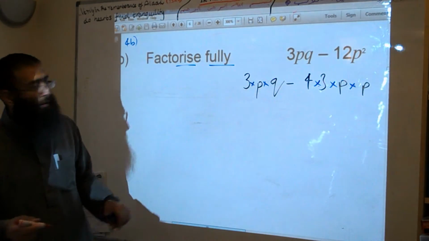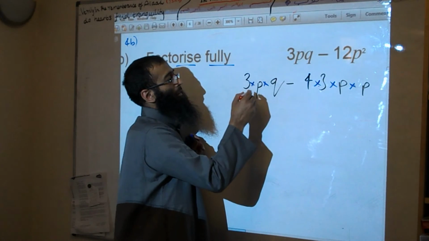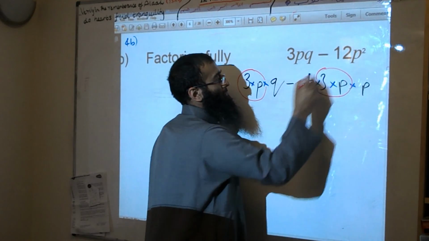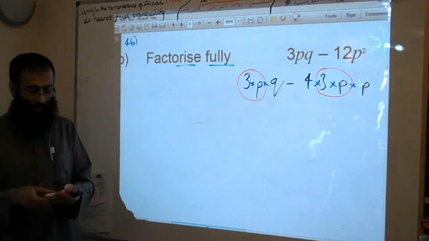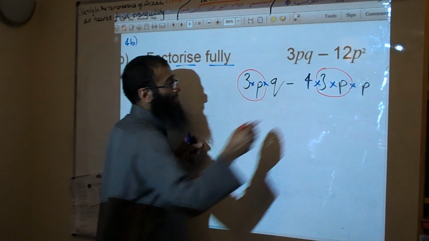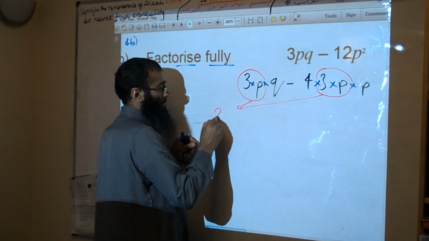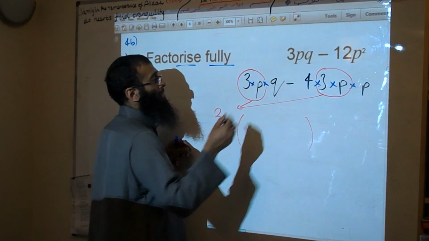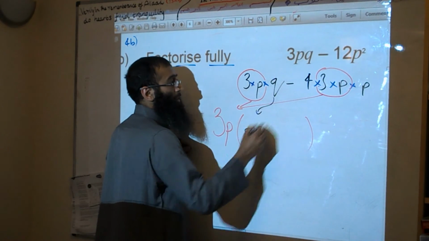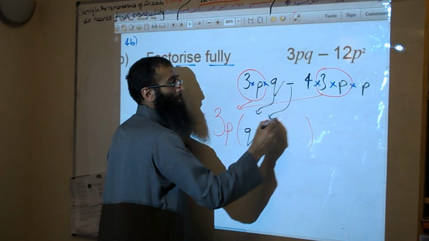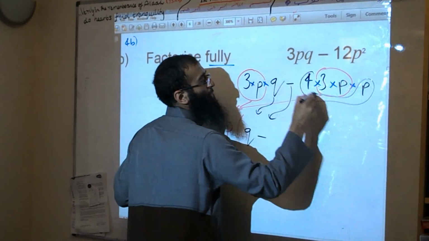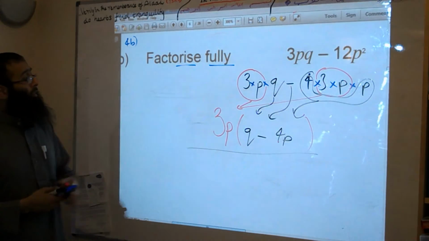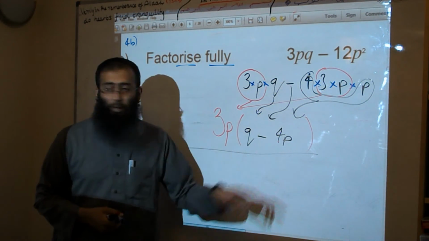Okay, are we happy with that so far, everybody? Yeah? And the highest common factor this time is 3p. So what we're going to do with the 3p, we pull the 3p out over here, outside the brackets. And what do we put inside the brackets? Whatever is left over, which is q and the minus and the 4p. Finished. So it should be 3p outside the bracket, q minus 4p inside the bracket.